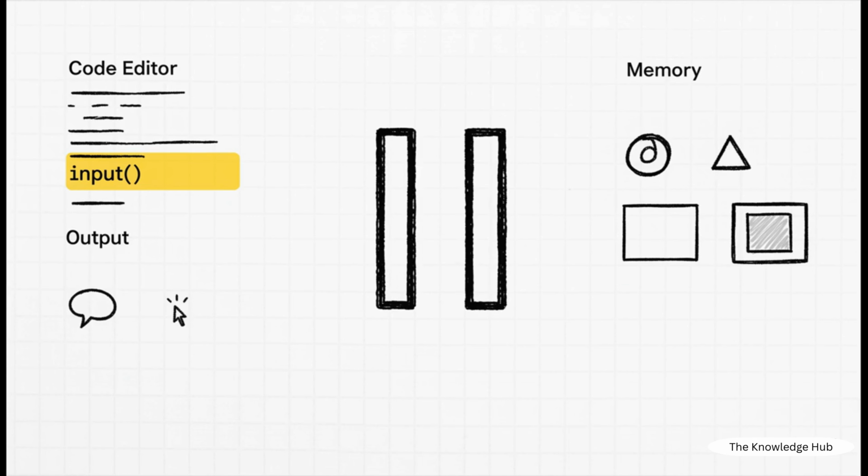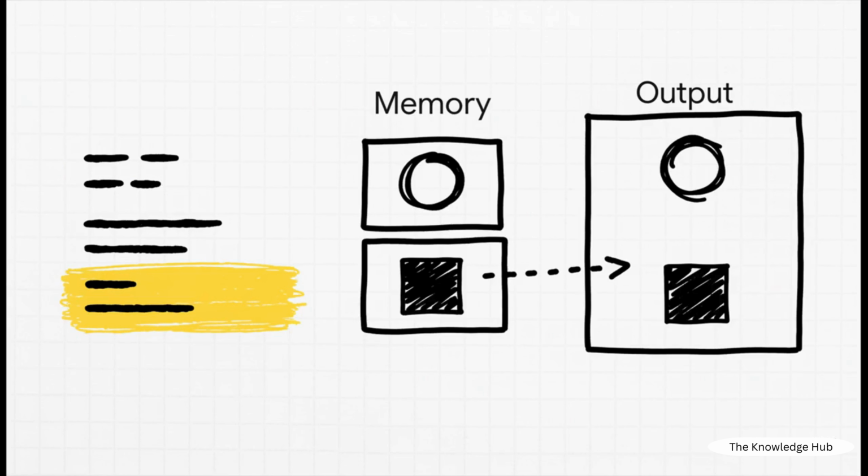That B gets sent back from the input function. Now the interpreter can finish the job. It creates a brand new box in memory, labels it y, and stores that B right inside it. And for the grand finale, print y. Just like before, the interpreter gets the command to print what's in a variable. It looks in its memory for the box labeled y, finds the value B that the user just gave us, and displays it on the screen.